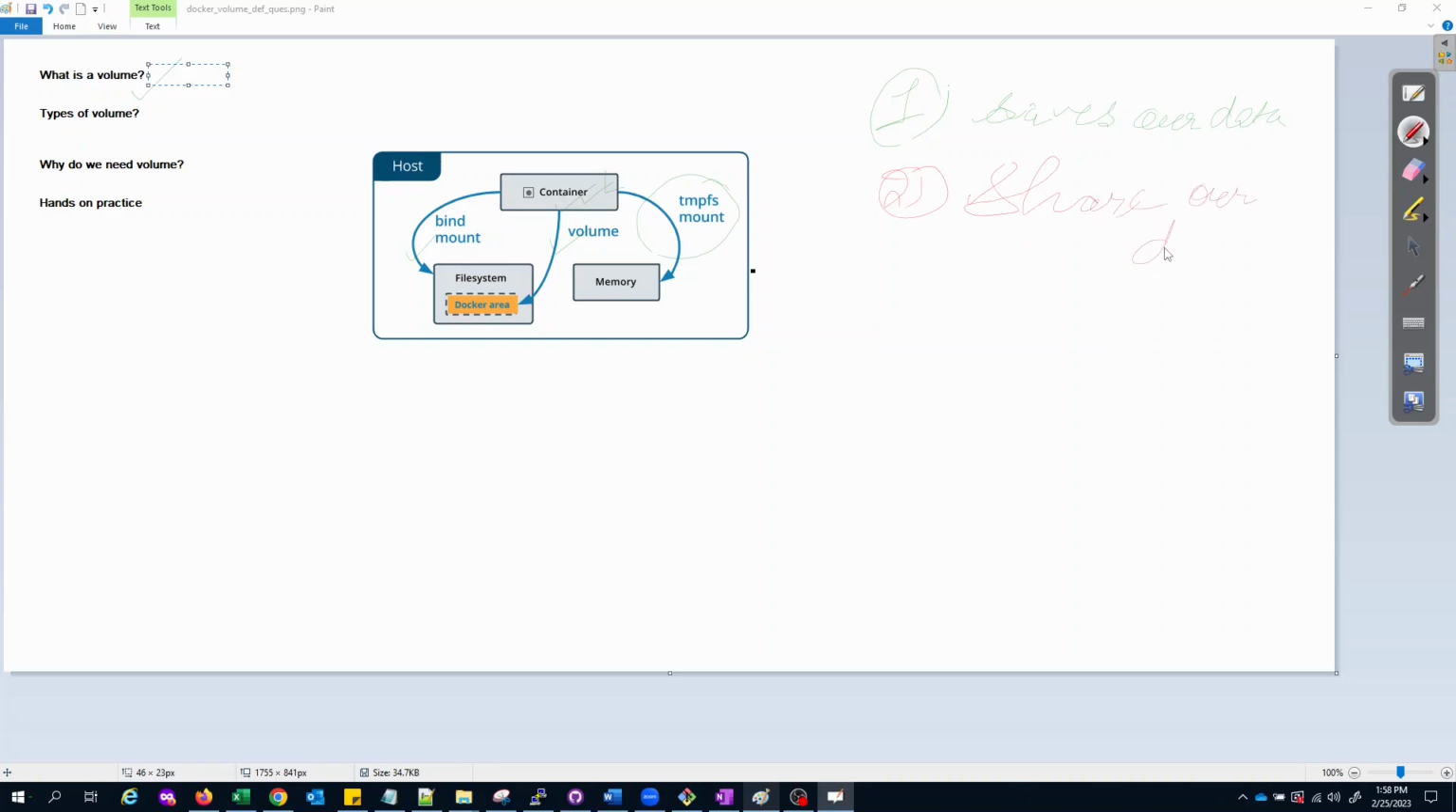What do I mean by that? Do not forget the fact that two containers can only share their data through the same shared Docker volume. They cannot interact directly, their data cannot interact directly. They have to use the shared system. So this is how we can share data between two different containers.